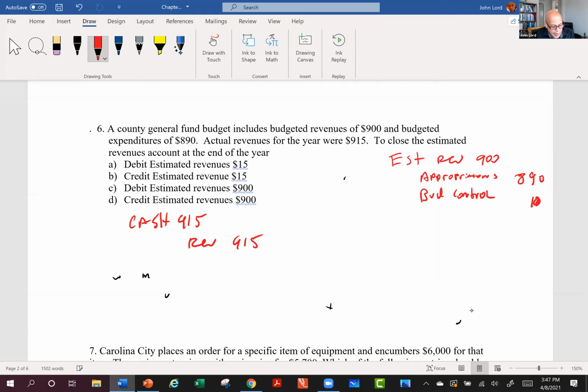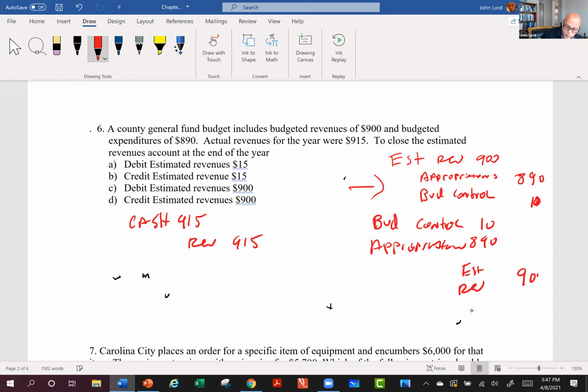And then we come to the end of the year. What do you want to do for the budgetary? You simply reverse it, guys. You simply close it. Debit budgetary control, 10. Debit appropriation, 890. Credit the estimated revenue for 900. Oops. Right? Hello? Yes. Okay, good.